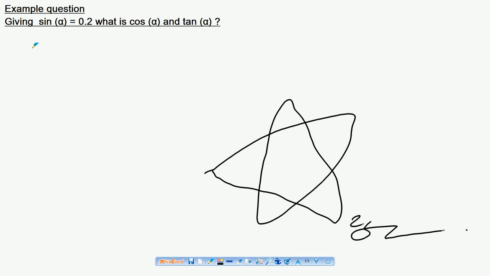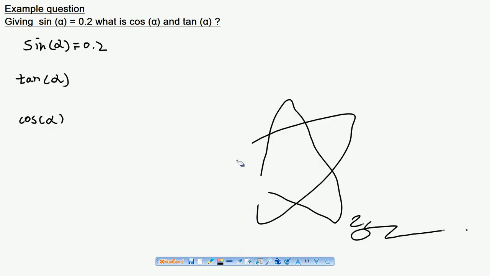In math methods, sometimes you have to solve this kind of question. In this kind of question, you have been given the value of sine of an angle, and they ask you to find the tangent of the same angle or the cosine of the same angle. There are two ways of doing this question. I will show you both ways now.